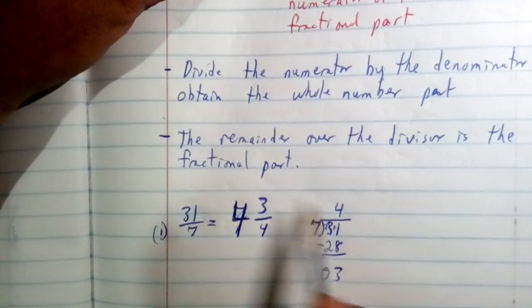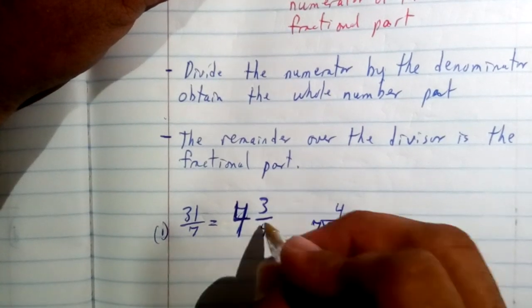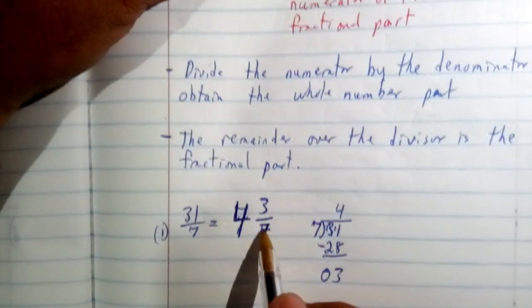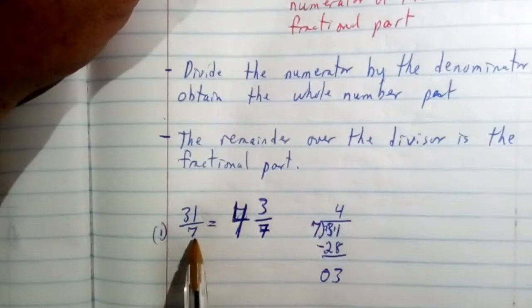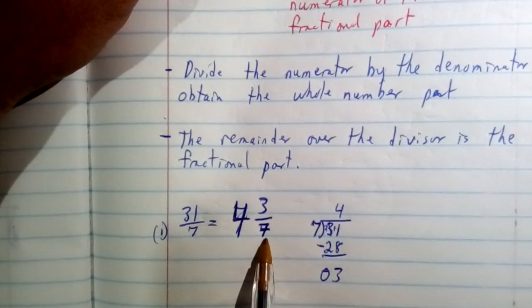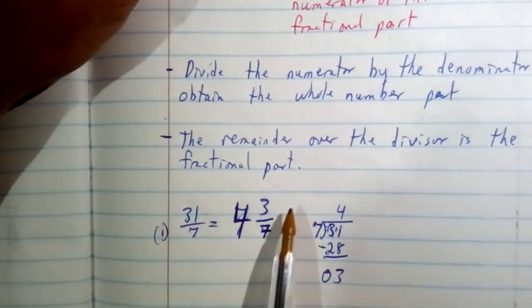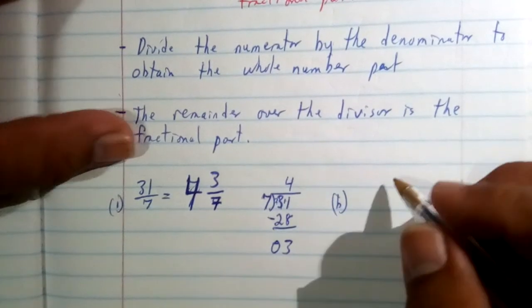This means division. This 3 goes at the top, and 7 goes here. This is the denominator. Remember, you keep the denominator down there. That will not change. What will change is the whole number and the top value. Right, so let's try the second example.